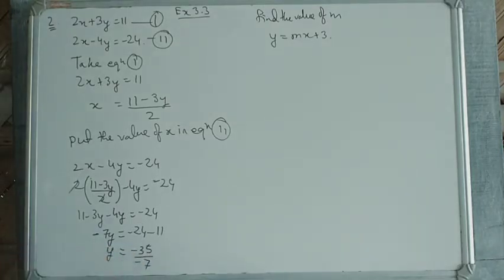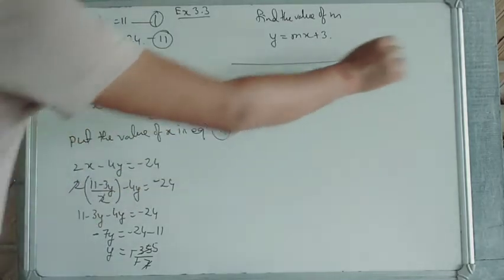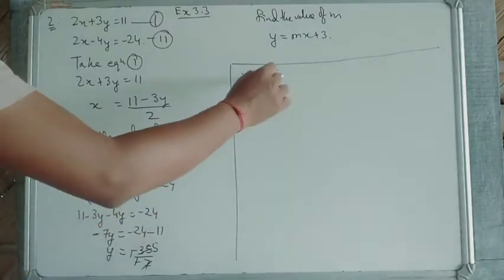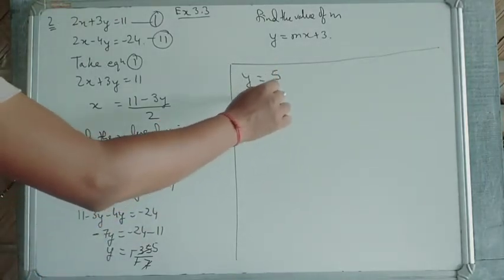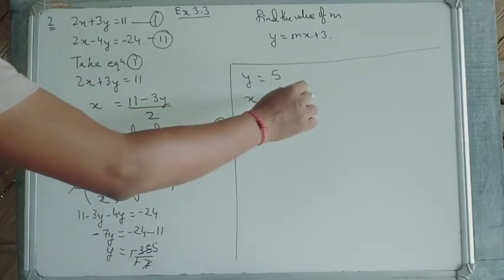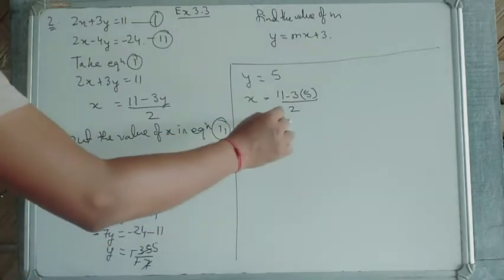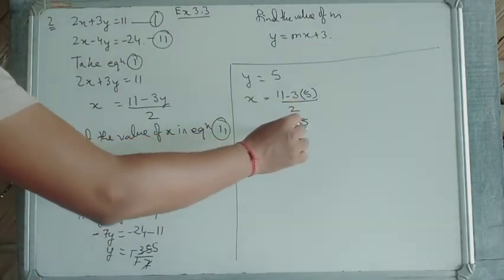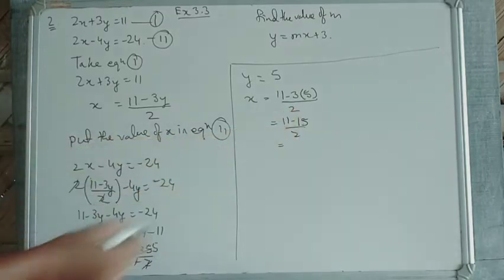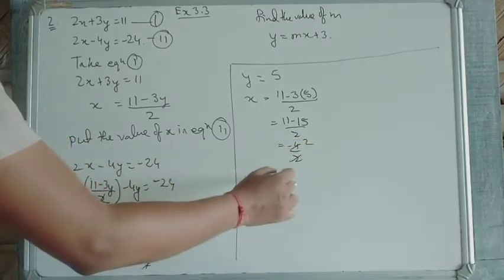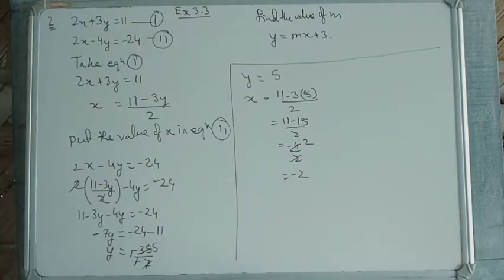So this minus 7 has gone down. So minus gets cancelled. 7 5 is 35. So we got the y value is equal to how much? 5. So same way we will find the x value, that is 11 minus 3 into 5 by 2, which gives me 11 minus 15 by 2, that is equal to how much? Minus 4 by 2, minus 2. This is your value of x.